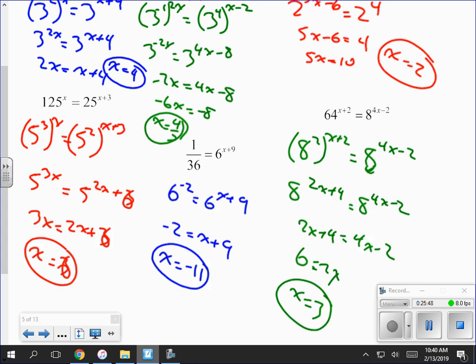Same base. If you can get the same base, this isn't bad. This is nice. Doesn't always work that way, as we will see. But if you can, this is great. Okay.